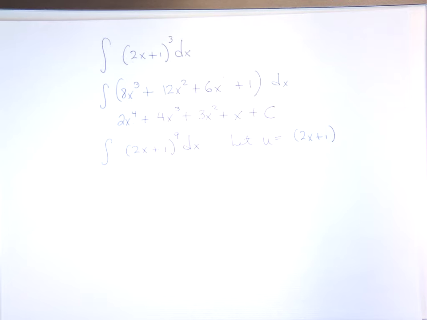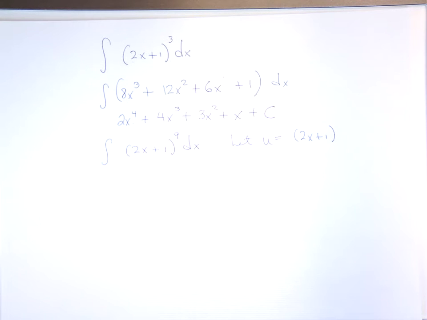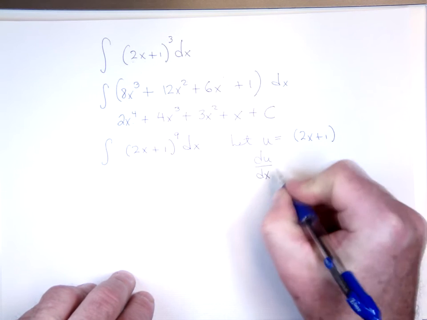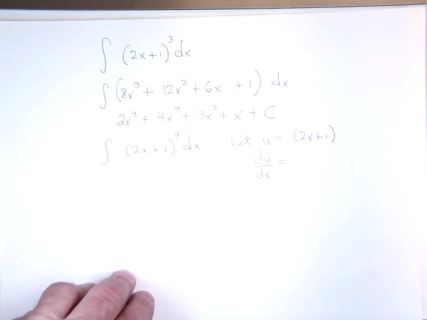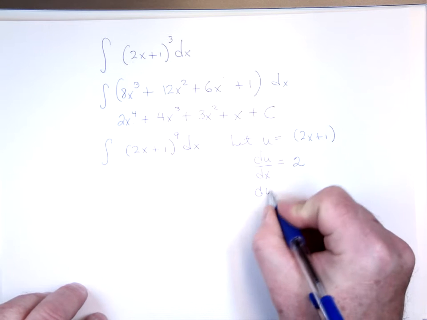That's the quantity that's raised to the 9th power. Let's find the derivative of this. What's the derivative of 2x plus 1? It'd be x squared. No, not the integral, the derivative. Oh, the derivative is going to be... 2. Derivative is 2. So du, I'm going to solve for du, is 2 dx.